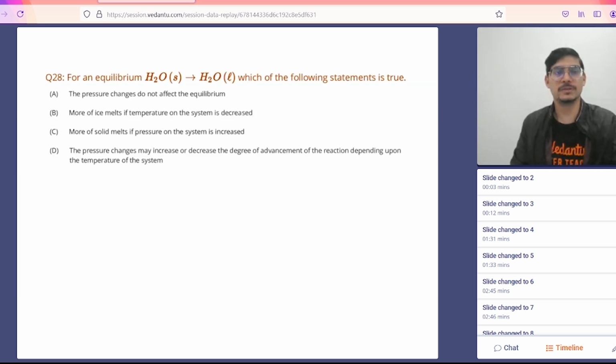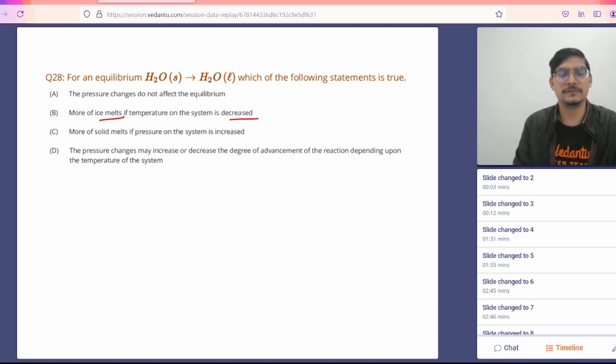Moving to the next question. For an equilibrium, solid water converting to liquid H2O, which of the following statements is true? The pressure changes do not affect the equilibrium. No, this is not true. The change in pressure does drive the equilibrium. More of the ice melts if the temperature on the system is decreased. Temperature on the system is decreased means cooling is done. On cooling, H2O freezes, right? Not melts. Ice will not melt, it will freeze.